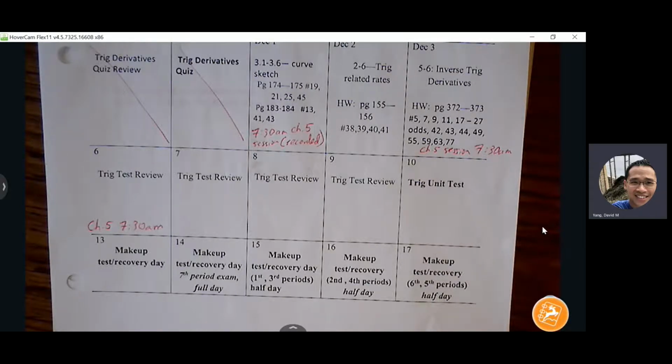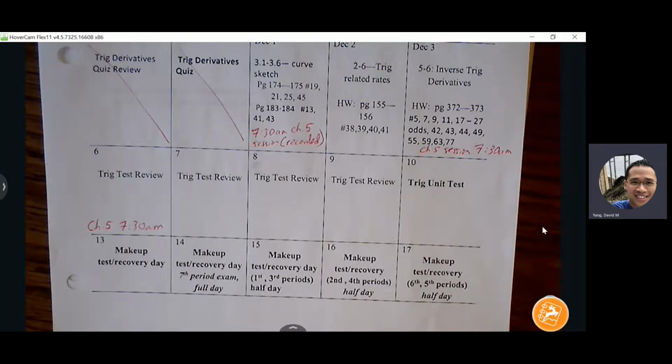Now, some of you have not been here. You're out of town, so let me just go through details for that chapter 5 recovery. So one option is you can prepare for the recovery test and take it next Tuesday. Next Tuesday, you can either come in the morning at 7:15 or after school at 3:30, take that recovery test, and then you can earn back up to the 79 on that recovery test.